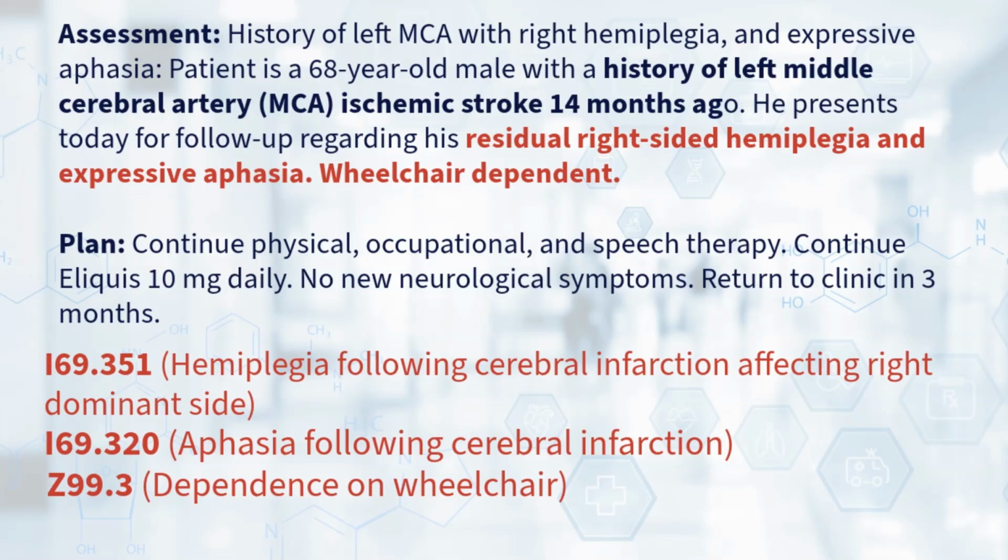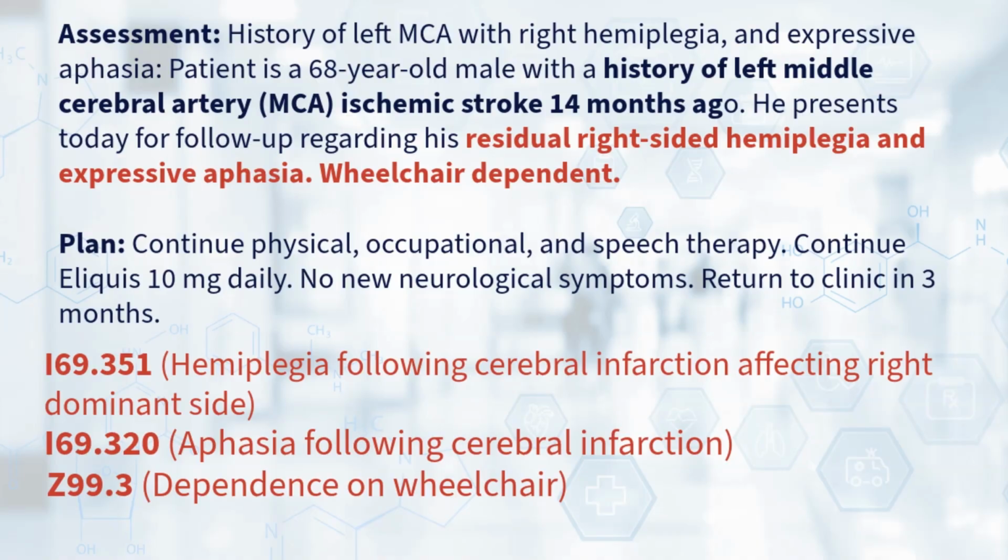Okay. So let's summarize this particular coding scenario in a very concise manner. This patient had an ischemic stroke 14 months ago. That means that the stroke is not acute but chronic. They have suffered some complications from the stroke, namely right-sided hemiplegia or paralysis and expressive aphasia, which means they've lost the ability to understand or produce speech. The paralysis affected their ability to walk, and now they're dependent on a wheelchair for mobility.